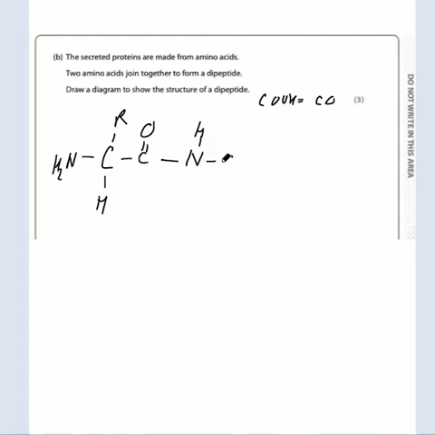Now let's draw the remainder of the amino acid. And that will be it. You have shown the groups, you have shown the peptide bond, and you have shown the R groups and the hydrogen groups, and that's it. That's 3 marks. That's a nice easy question here. And that's it.